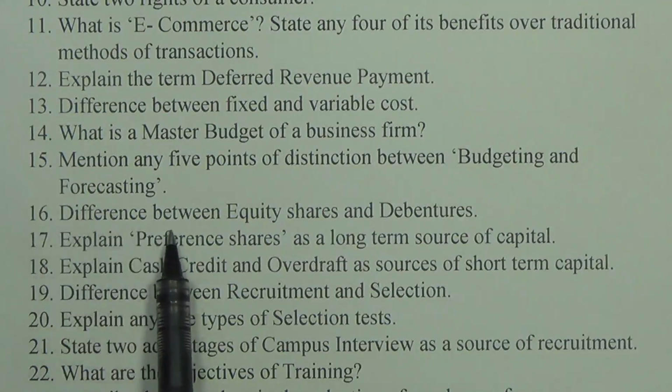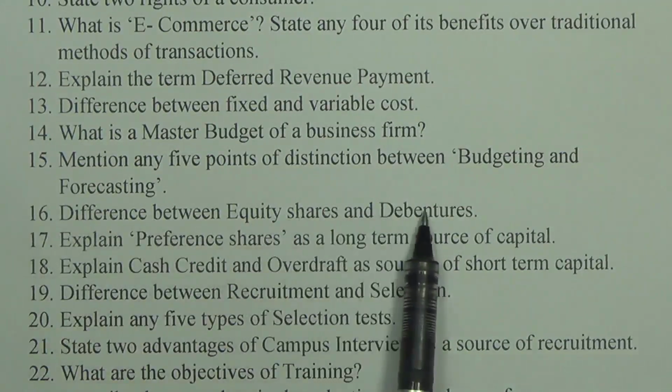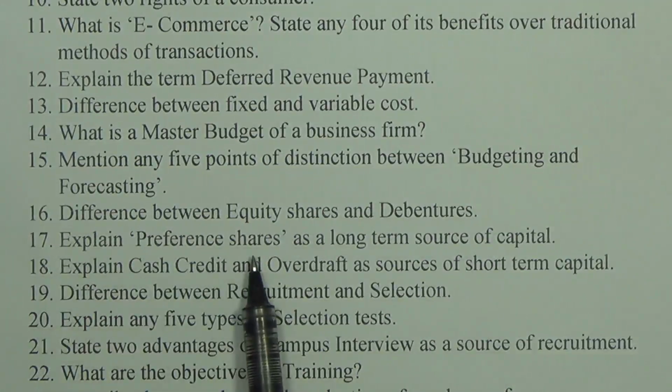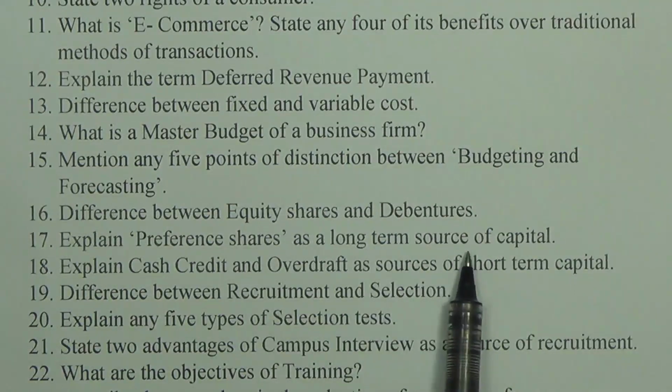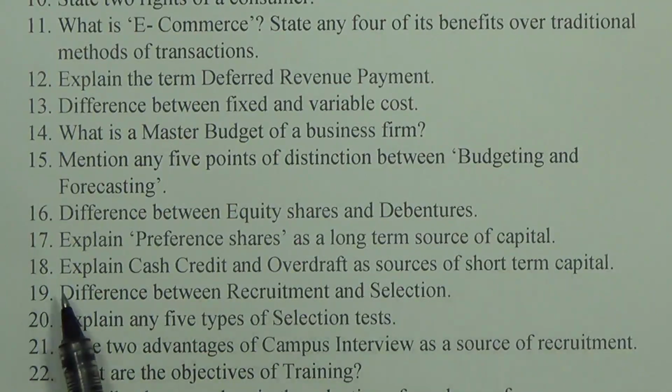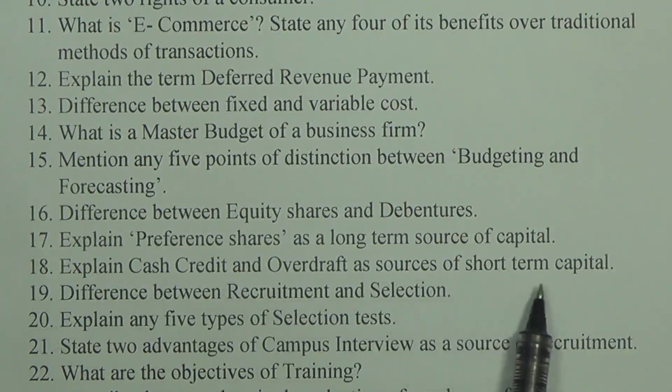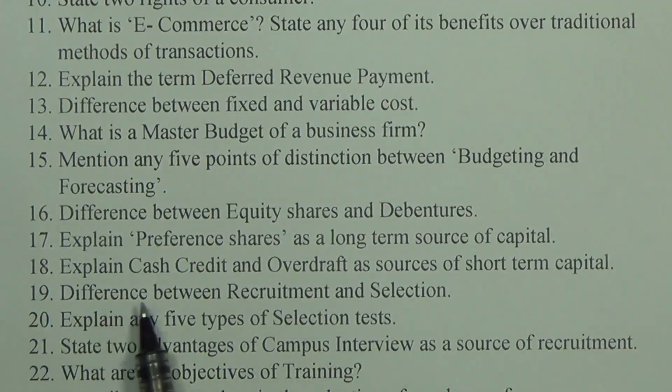16. Difference between equity shares and debentures. 17. Explain preference shares as a long-term source of capital. 18. Explain cash credit and overdraft as sources of short-term capital. 19. Difference between recruitment and selection. 20. Explain any 5 types of selection tests.